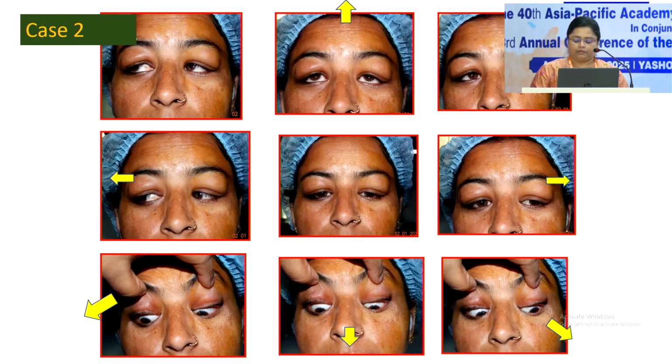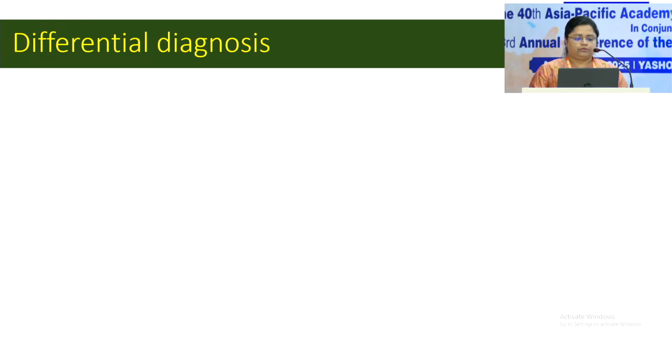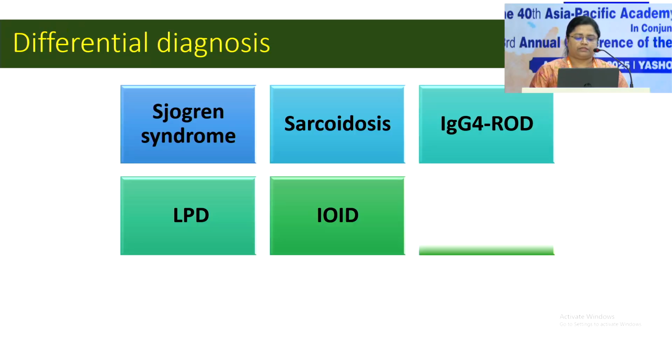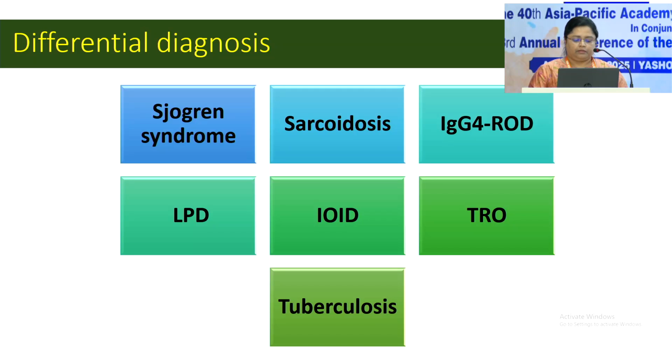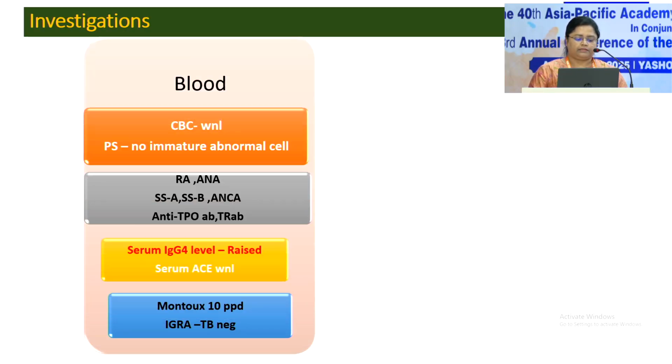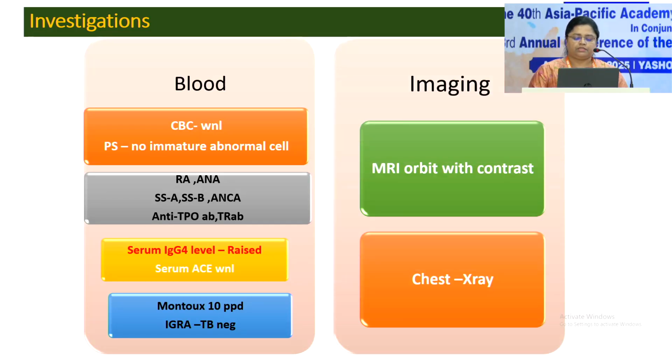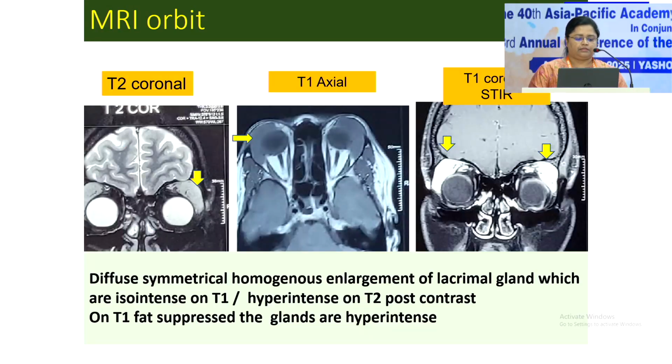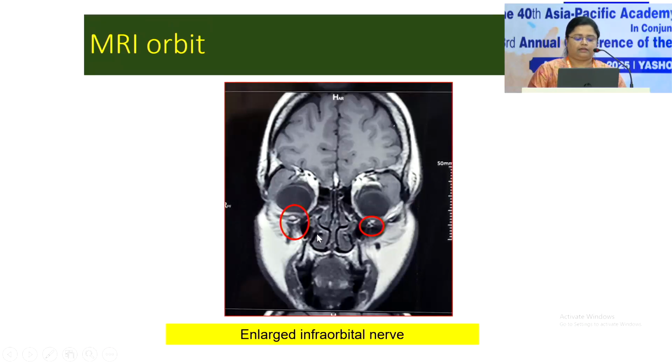This is the 9-gaze picture which shows restriction. So our differential diagnosis was Sjogren, sarcoid, IgG4, lymphoma, etc. After investigation, all were normal except the immunoglobulin G4 level, which was raised. On imaging with contrast, we see a T2 hyperintense lacrimal gland, and one interesting thing is the enlarged intraorbital nerve, infraorbital nerve.